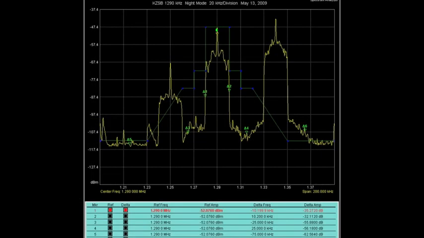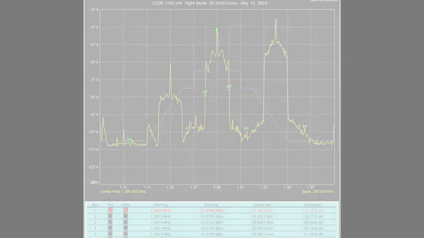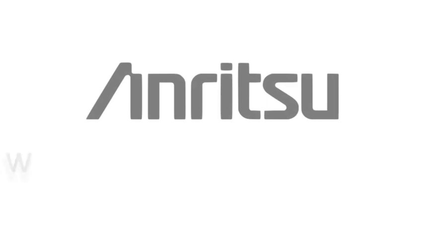Sometimes there are rules that must be followed when making measurements. When measuring an AM broadcast signal, the FCC rules in the United States require a 300 Hz resolution bandwidth and a wide video bandwidth, what they call no video filtering. With the flexibility of Anritsu handheld spectrum analyzers, measurements can be easily customized to achieve desired settings.